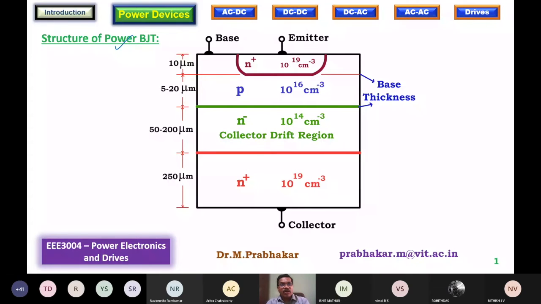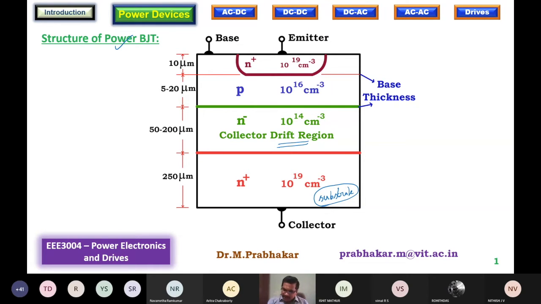Now, the construction of a power BJT is like this. First of all, there will be an N plus substrate as usual. This is the substrate on top of which there is an N minus collector drift region. Please recollect this. I have been insisting on this drift region and its importance. That is the special layer that is available in all power electronic devices. So you need to focus on the drift region, its doping level and its thickness.